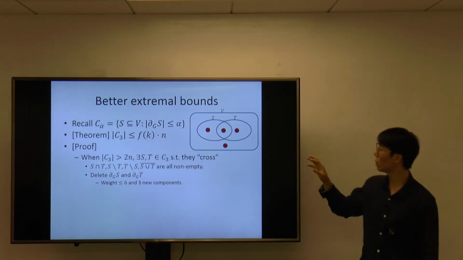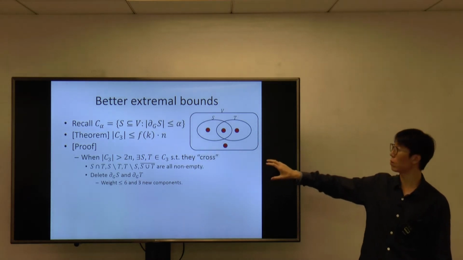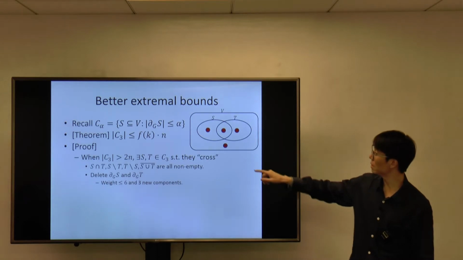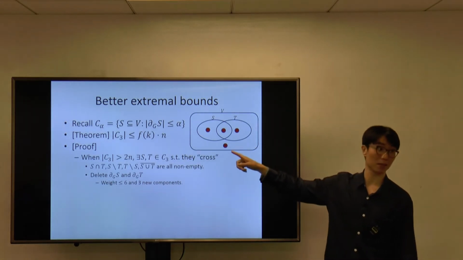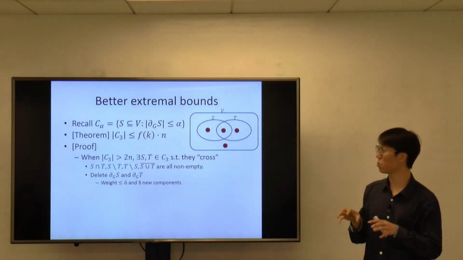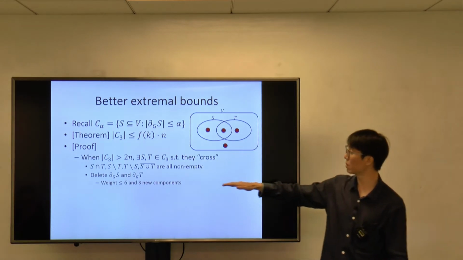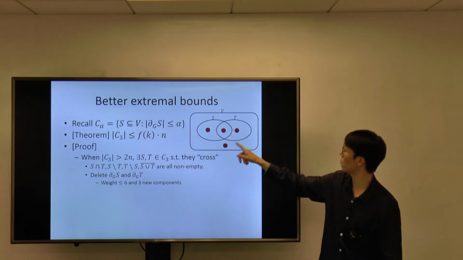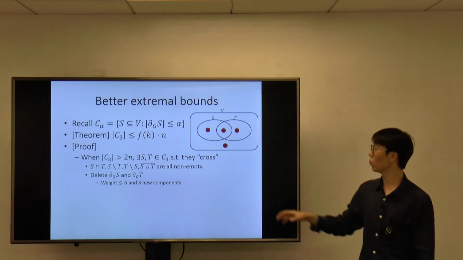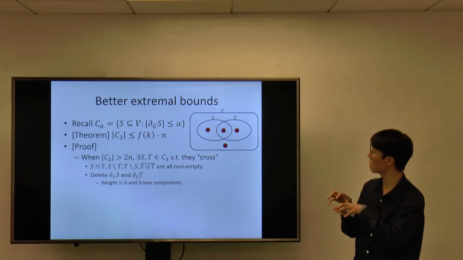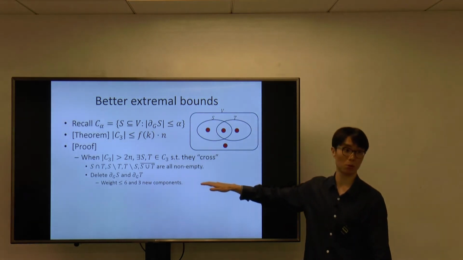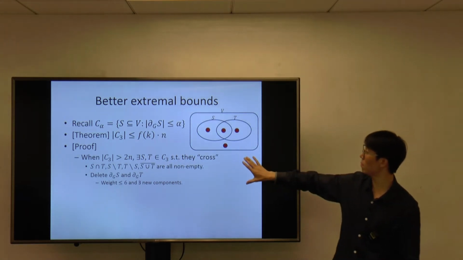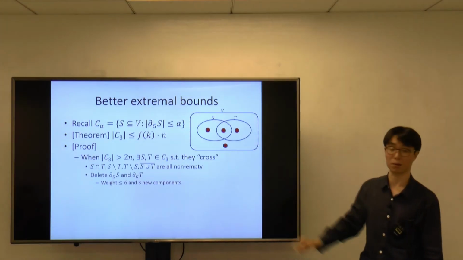When this happens, what we can do is delete the boundary of those two sets. Since both S and T belong to C3, their boundary weight is 3 each, so we delete at most 6 weight. And since each of these parts is non-empty, if we cut these two things, we get 3 new connected components, which is 4 minus 1. So this only happens once when C3 is greater than 2n.